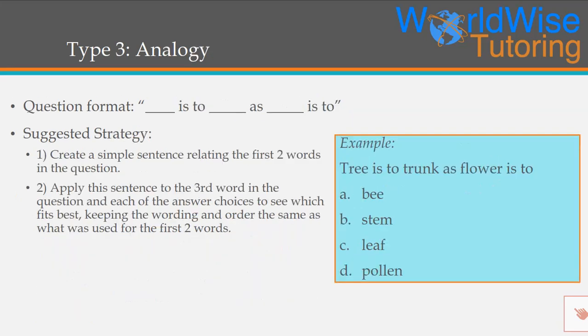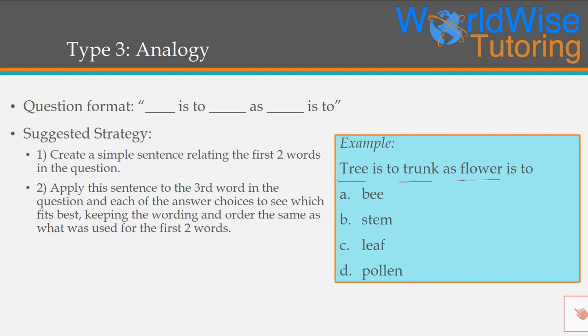The third type of question is an analogy question. You will see it in the format of a word is to a word as a word is to. So to be more specific, look at this example. Tree is to trunk as flower is to, and then you have your answer choices.